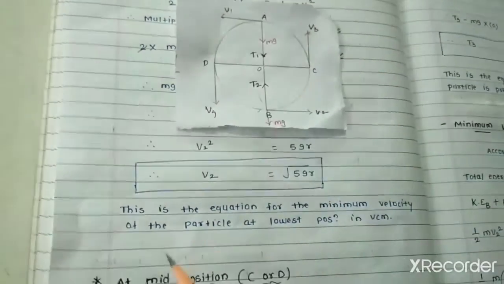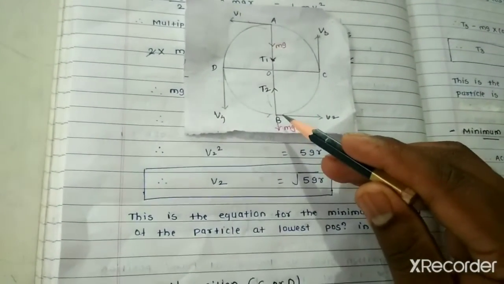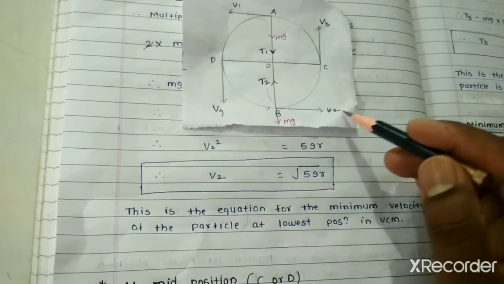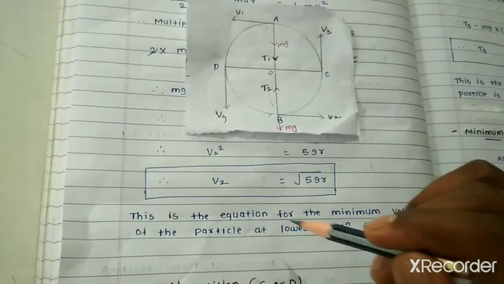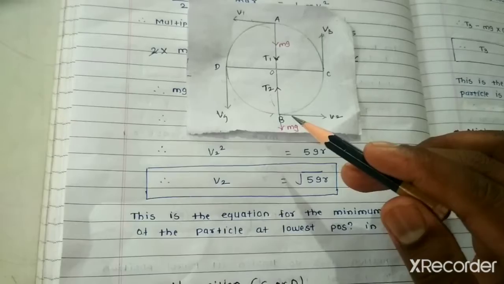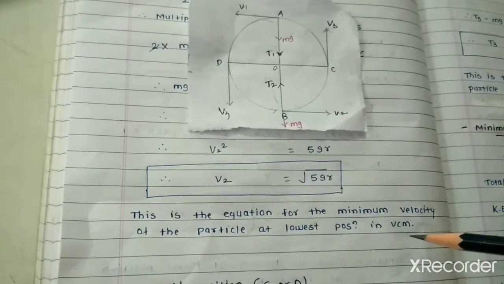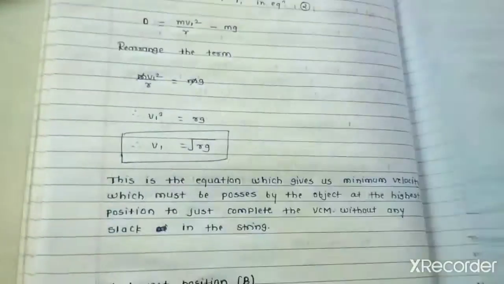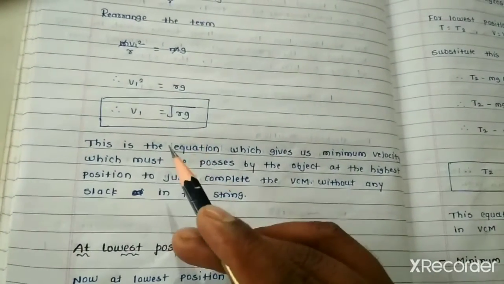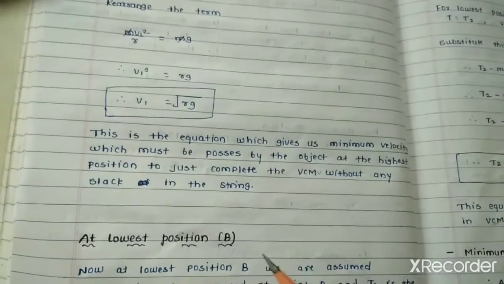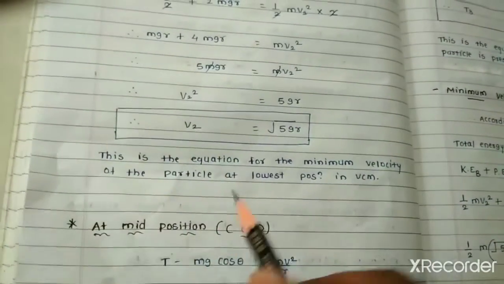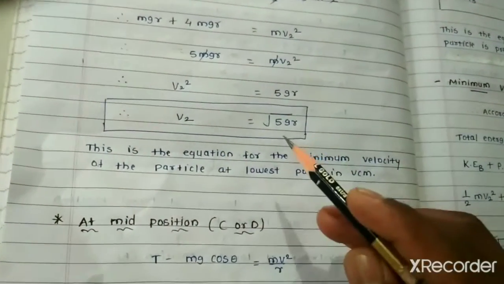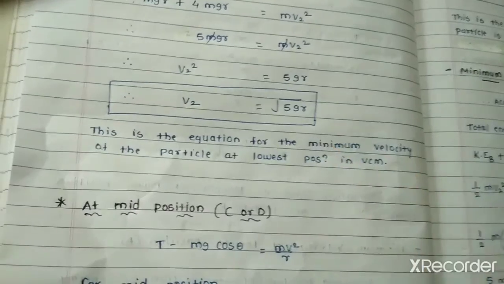So this is the equation. Which equation? v2 is equal to under root 5gr is the equation for minimum velocity of the particle at lowest position in vertical circular motion. And in the upper position, what is the velocity? v1 is equal to under root rg, and in the lowest position v2 is equal to under root 5gr.